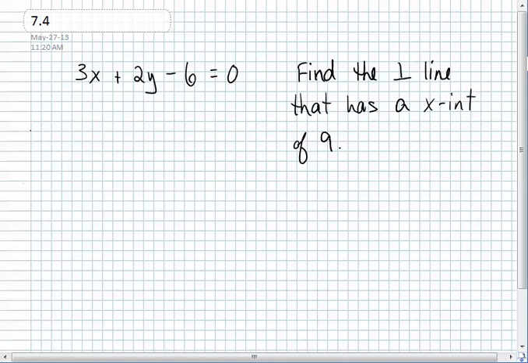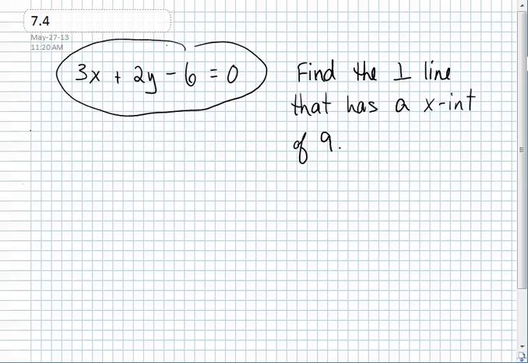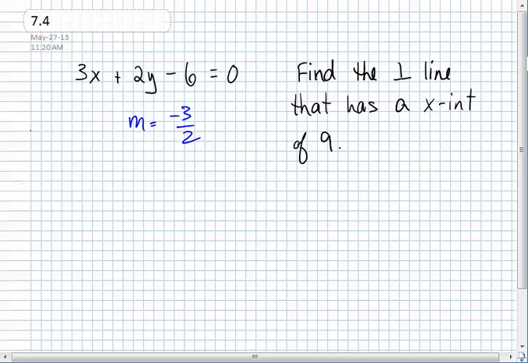The first thing you need to do is figure out what the slope of your perpendicular line is. To do that, you need to find the slope of your original line. This does not really give me the slope just by looking at it. However, if you know what the ratios are, you can pick out the slope pretty easily. In this case, it's negative 3 over 2. If you don't know how to get that, that's okay.